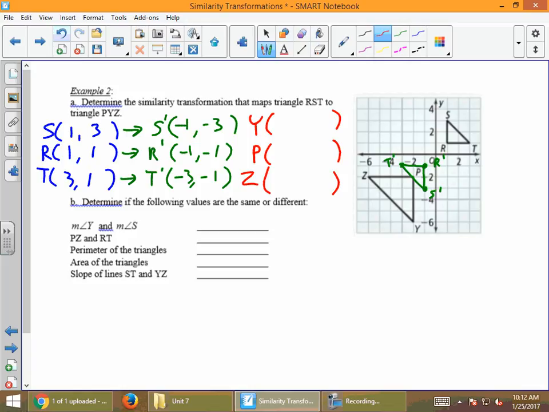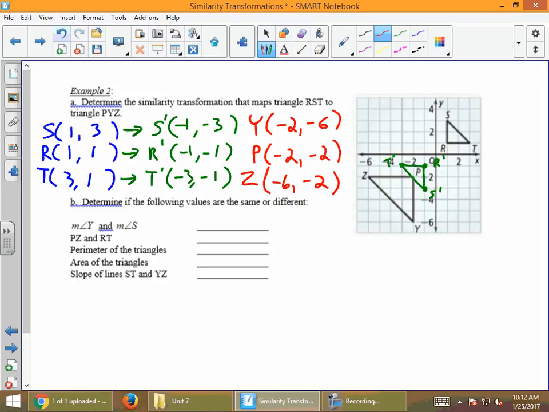So what are the points of Y? Looks like Y is at negative 2, negative 6. P is at negative 2, negative 2. And Z is at negative 6, negative 2.